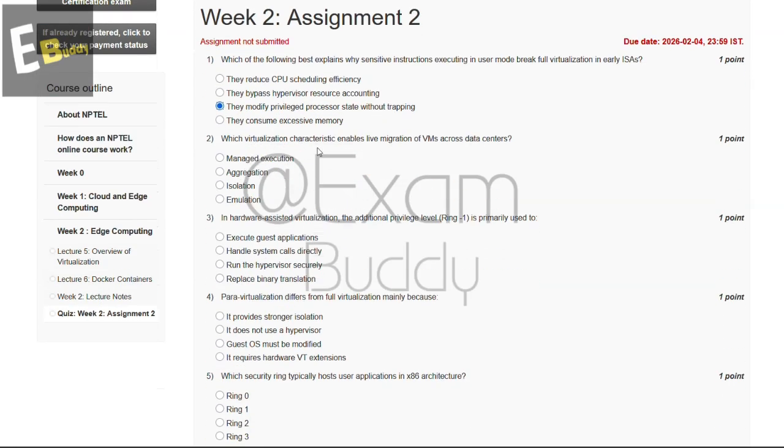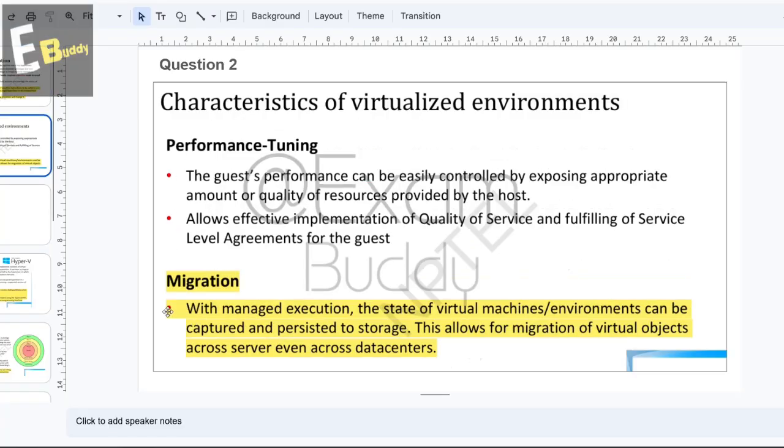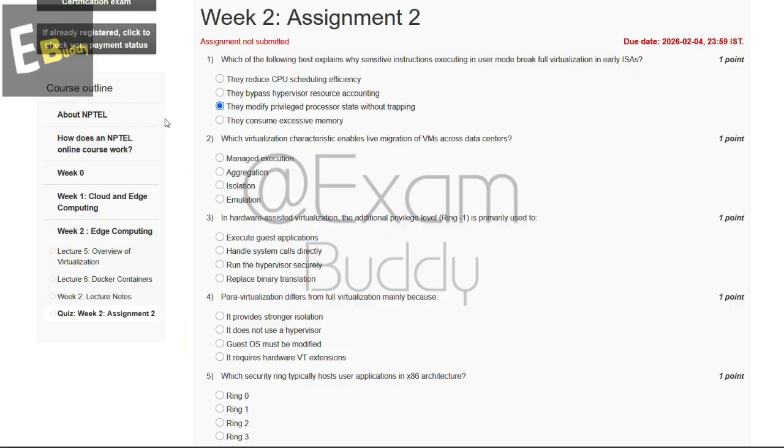Which virtualization characteristic enables live migration of VMs across data centers? So these are the options, and now let's check the explanation. The explanation says migration. With managed execution, the state of virtual machine environments can be captured and persisted to storage. This allows for migration of virtual objects across servers, even across data centers. So the answer of our second question is A, managed execution. And now let's go to our question number 3.